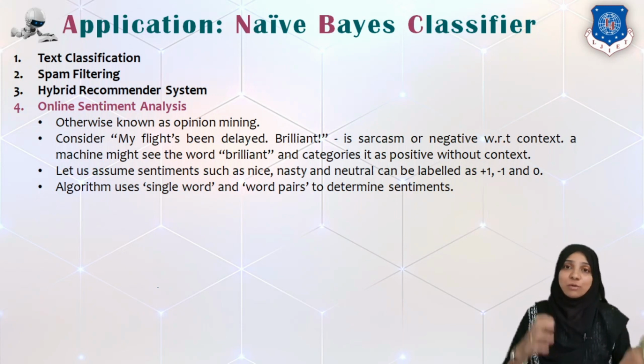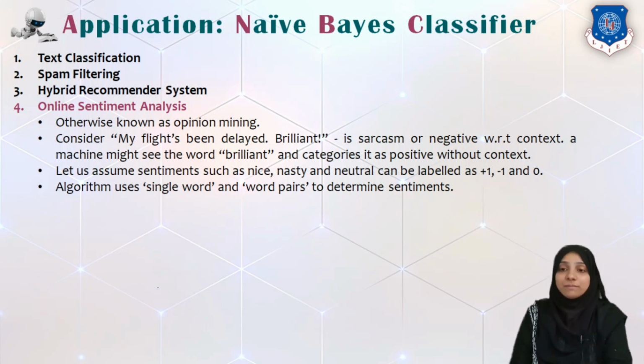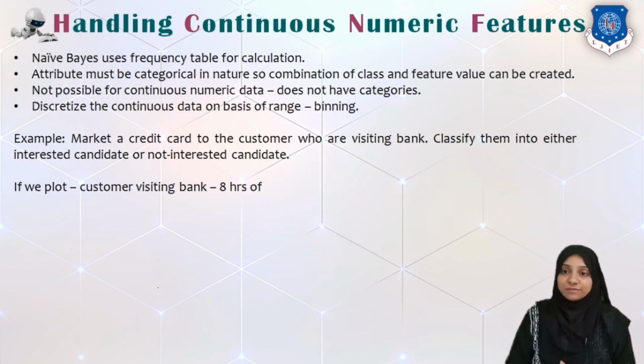Here most systems use three types of sentiments: nice or positive, neutral, or nasty or negative. We can use either a single word or a pair of words to classify a given text or document as positive, neutral or negative, using the naive Bayes classifier of course. Now, as you have seen, the naive Bayes classifier only uses frequency tables for its calculation, and frequency can only be calculated if values are discrete in nature. Values in a table are discrete and categorical.